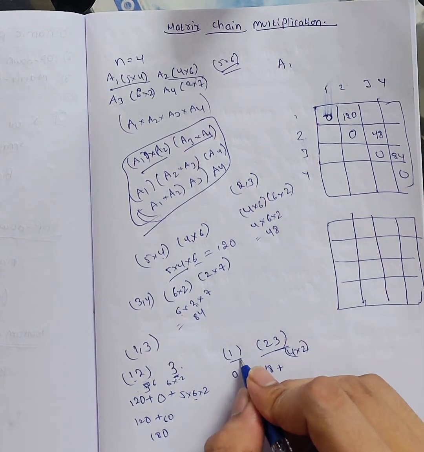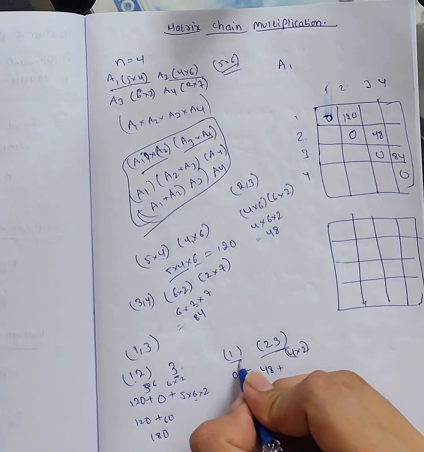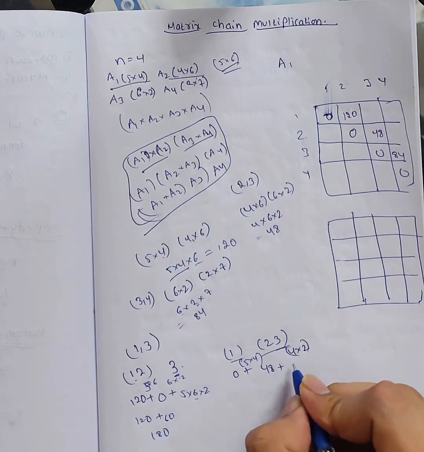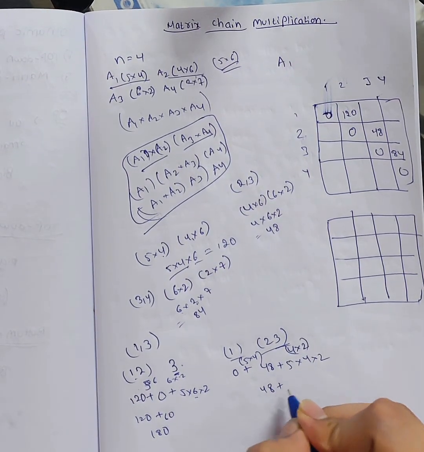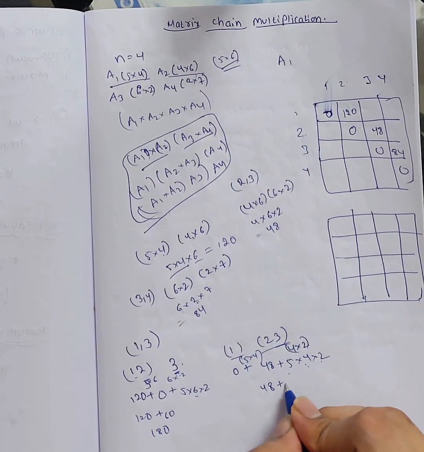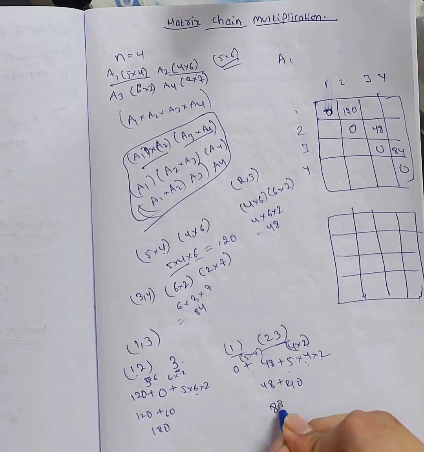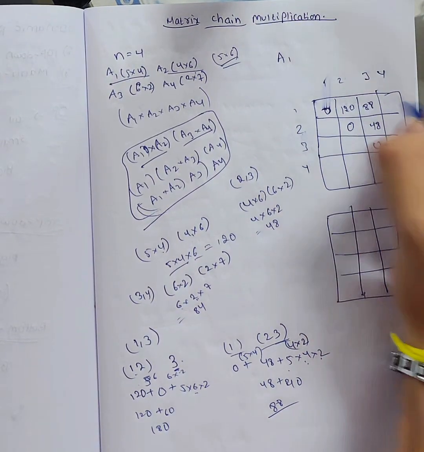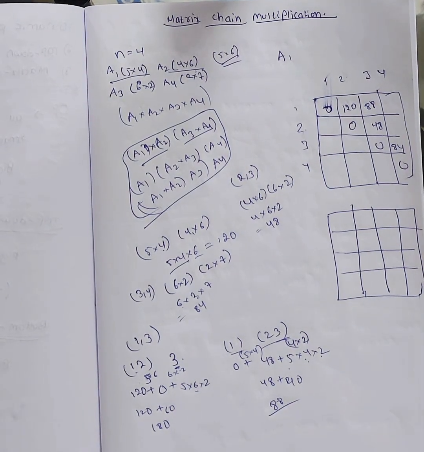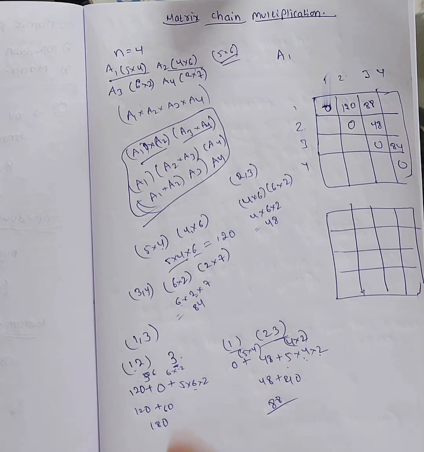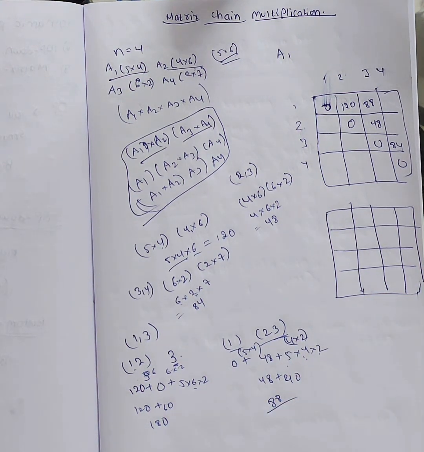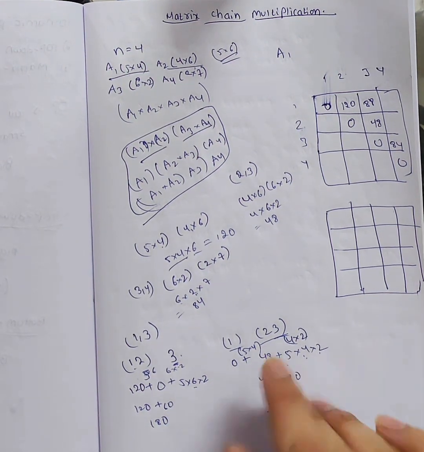And this one will be a 5 by 4 matrix, right? What will be the resultant? 5 into 4 into 2. That is 48 plus 5, 4 is 20, 2 is 40. Total 88. So, yeah. If you know the basics of matrix multiplication, then only you can do it faster. It will be very useful in examination. Now 1, 3 is done.